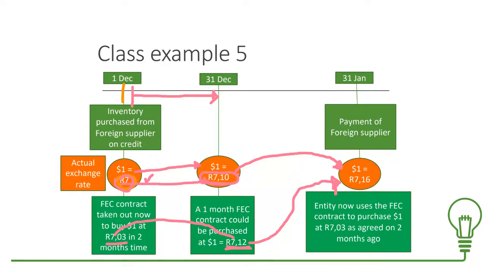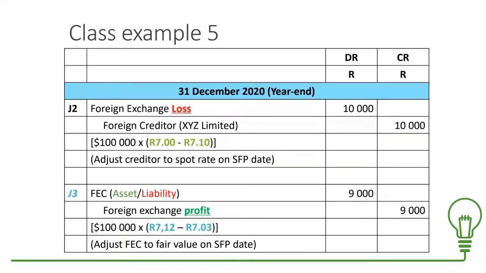We're also going to pass a journal entry for the FEC, and it's going to be a gain because we're moving from 7 Rand 3 to 7 Rand 12. Let's have a look at what that looks like. Again, the creditor is getting bigger, so we credit the creditor. We're going to recognize a loss because we're now owing the creditor more.